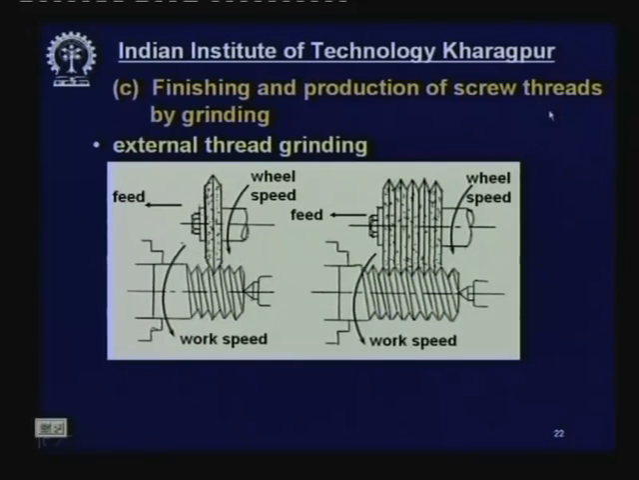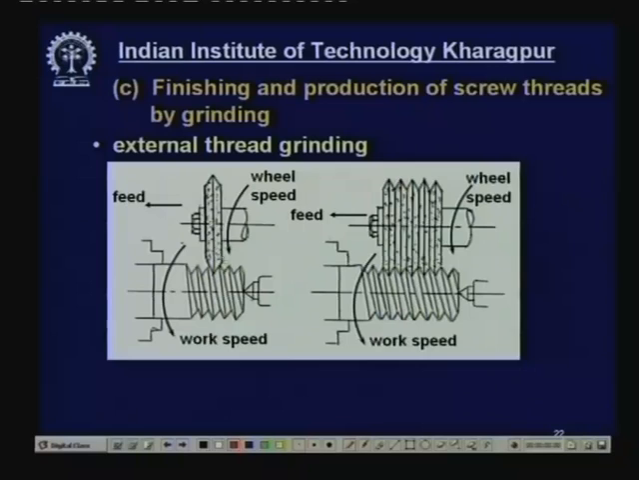Now, come to grinding, finishing and production of thread. I remind you again that screw threads are normally finished by grinding, but nowadays threads can be originated by grinding and finished by grinding, simultaneously originated and cut, there is cutting and finishing. So, machining will not be required at all. Now, here this principle is very simple. You remember that in case of single point chasing, we use a single point tool, the job rotates and the tool travels in this direction.